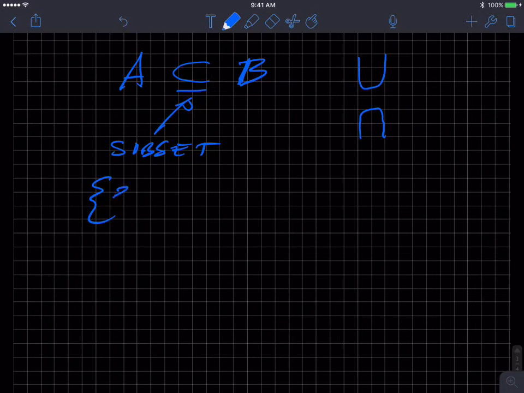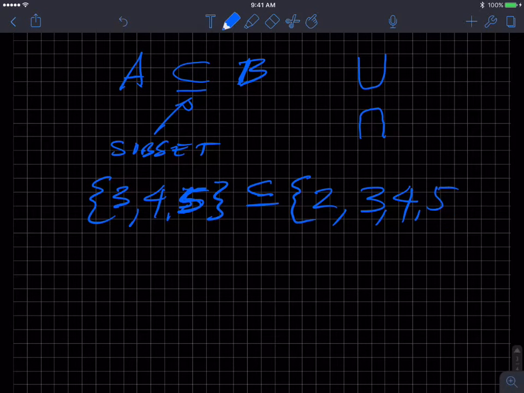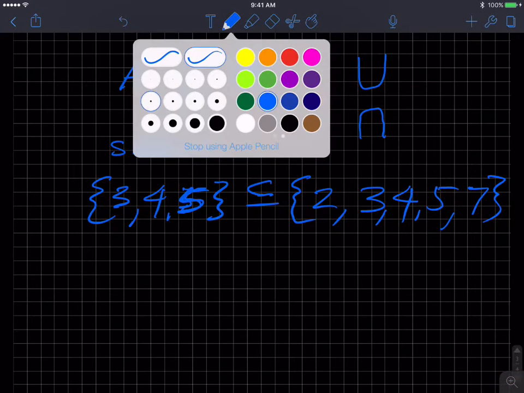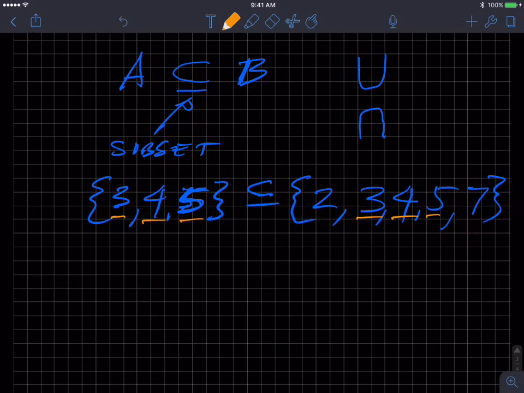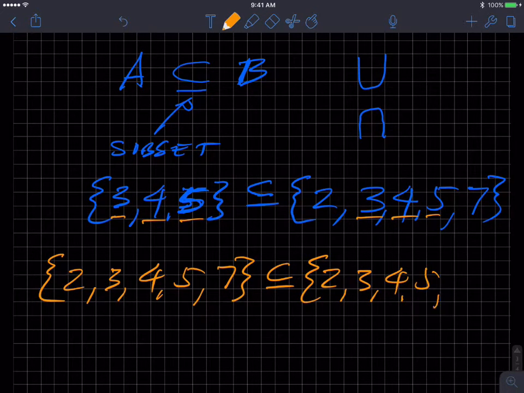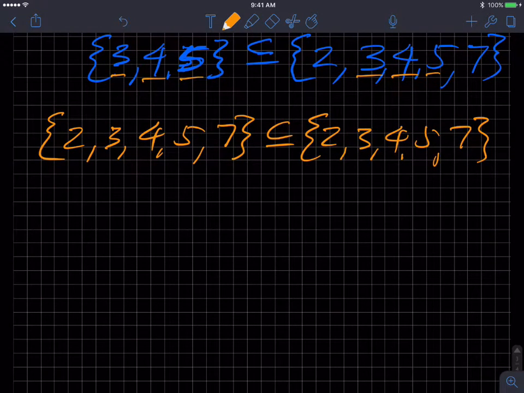Okay, so for instance, if A, like before, was 3, 4, and 5, and I'm going to have to change the definition of B from previous. 3, 4, 5 is a subset of a set that consists of the elements 2, 3, 4, 5, and 7. Notice how the 3, 4, 5 are right there, and they are part of this set. It could also be that A, or some set having nothing to do with A, was 2, 3, 4, 5, and 7. That set is also a subset of 2, 3, 4, 5, 7. At this level of math, that really doesn't have great practical use for you guys. If you continue on in your math studies later in life, it may make more sense to have these kinds of ideas in your head.